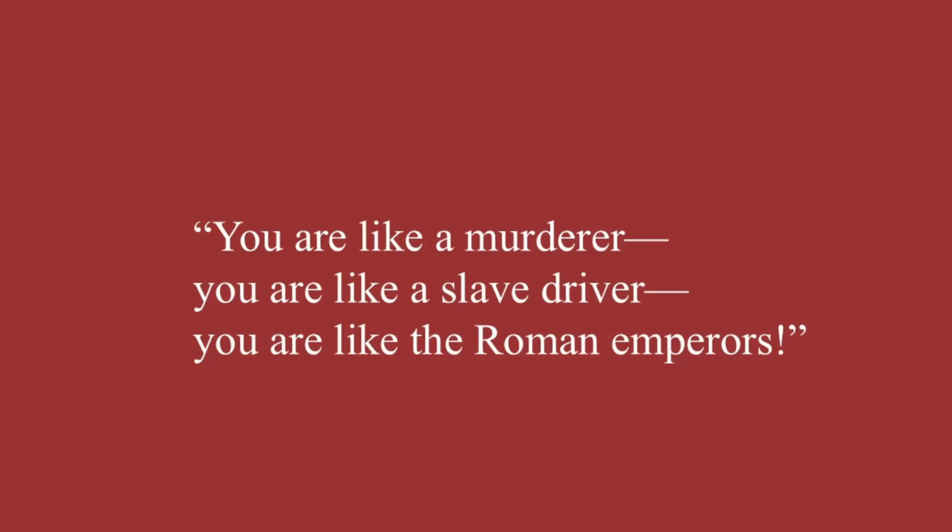Let's go back to her verbal attack on her cousin. Let me read what she says. "Wicked and cruel boy," she starts, and then she goes on. "You are like a murderer. You are like a slave driver. You are like the Roman emperors." Jane then tells us that she had read Goldsmith's History of Rome to learn about emperors like Caligula and Nero.